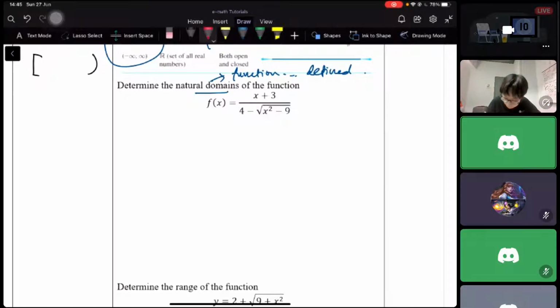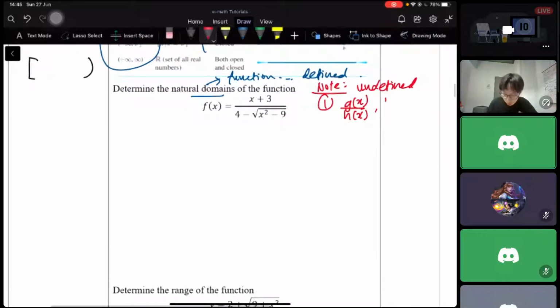I'll give you a note here. It is undefined when, for the first condition, if it is g(x) over h(x), and your h(x) is equal to 0, then the whole function is undefined, right? Back then in your SPM, you also needed to restrict the domain, remember? So your h(x) cannot be 0.